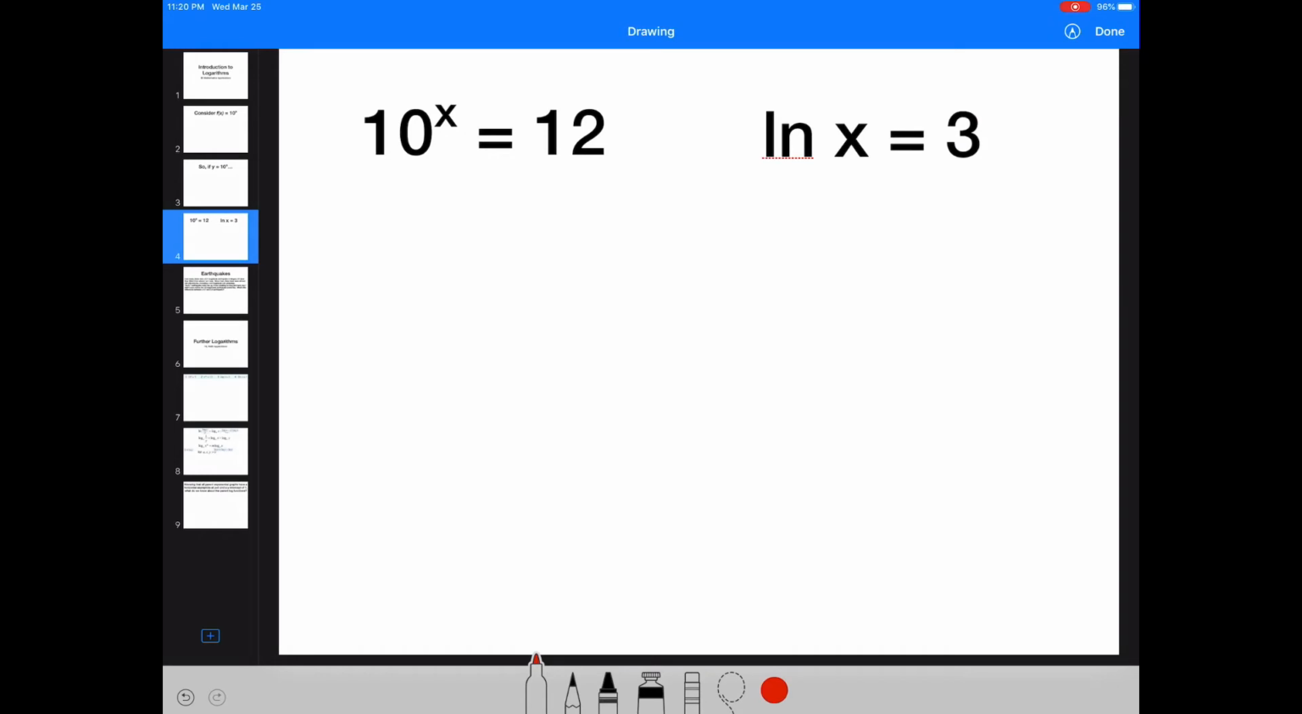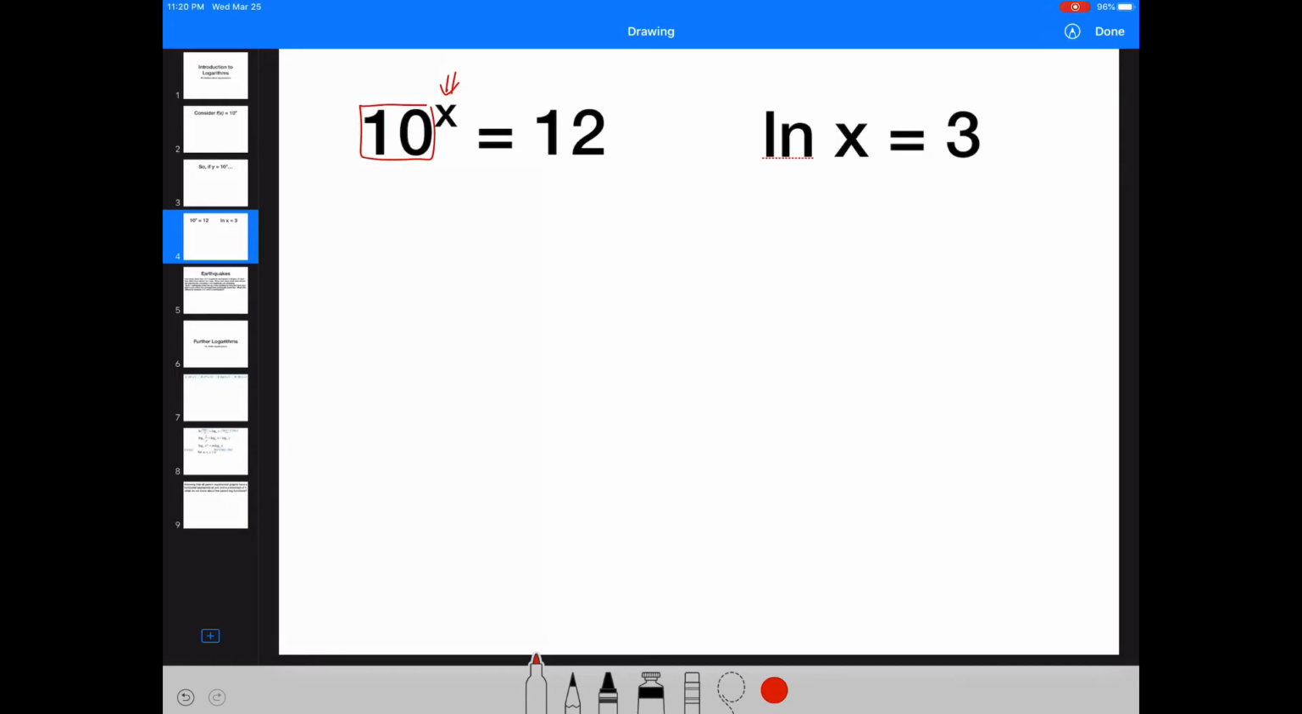Okay, next up, we've got 10 to the x equals 12, and natural log of x equals 3. So we're going to do two things here. First, we're going to solve for it exactly, and then we're going to use our calculator to be able to solve for it approximately. Okay? Now, the first thing to do is, if I'm trying to solve for x, then I need to do the inverse.